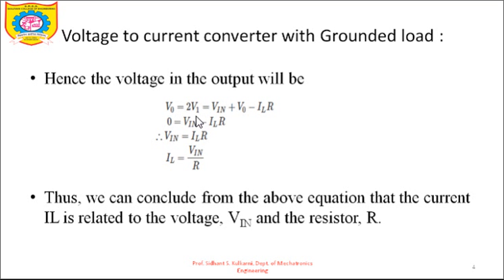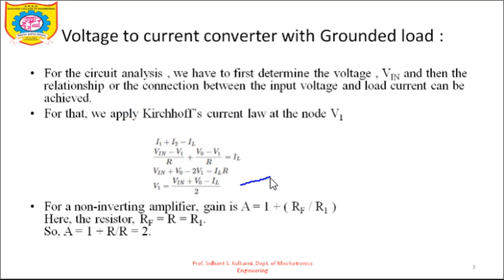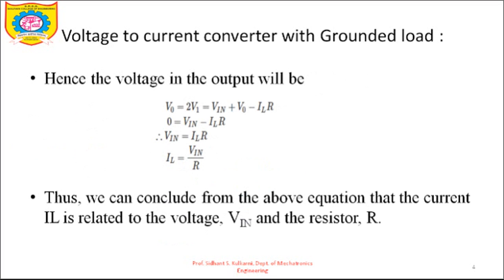So V0 is equal to 2V1, and we already know the formula for V1 from the previous equation. You can call this equation number 1. Now you just have to put V0 equal to 2 times V1. If we put that, the 2 gets cancelled, and we are left with 2 times V1, because V1 is already known, (Vin + V0 - IL·RL). Therefore the expression we got for output voltage is V0 equal to Vin minus V0 minus IL·RL. Also we know that if we assume the output voltage is initially 0, then we get the expression with Vin minus IL into R.